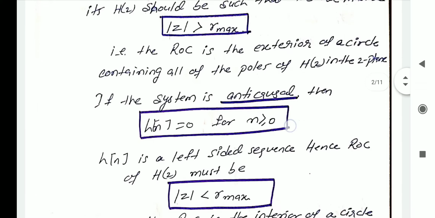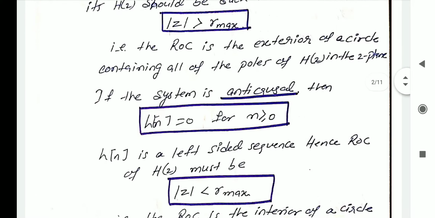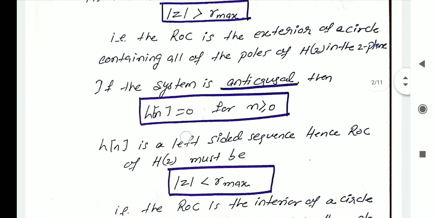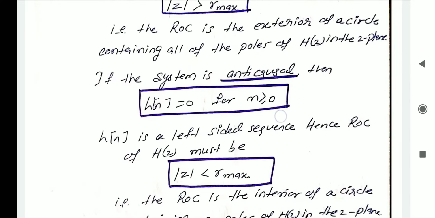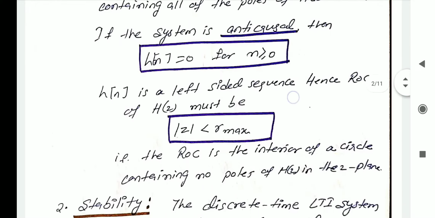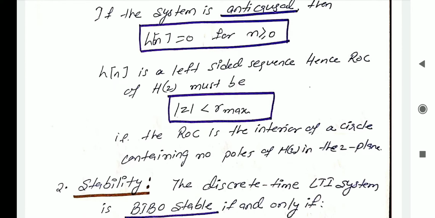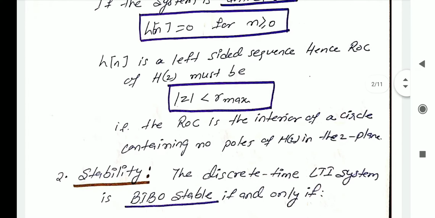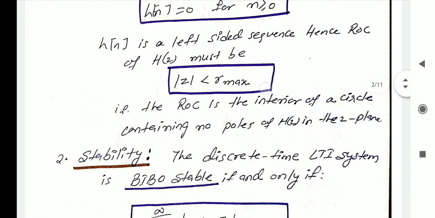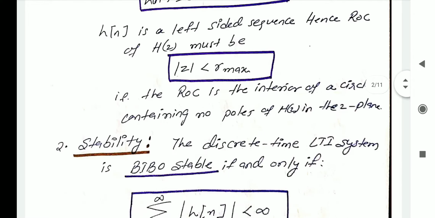If the system is anti-causal, that is the other case, then h of n is 0 for n greater than or equal to 0. H of n is a left-sided sequence. Hence the ROC of H of z must be mod of z less than R max. The ROC is the interior of the circle containing no poles of H of z in the z plane.